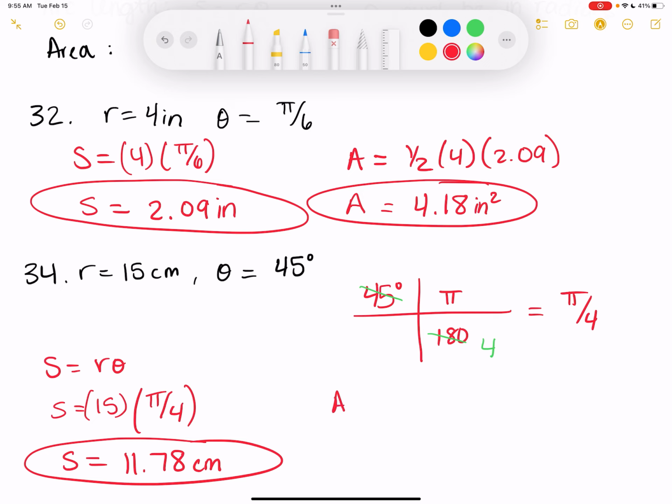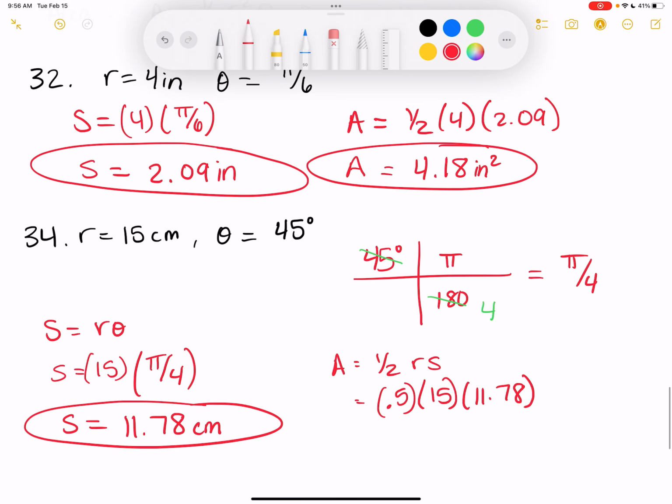And then area is 1/2 RS. So 1/2. Also, you do know that 1/2 is the same as 0.5, right? In case you just want to multiply. Just making sure that we're aware of it if you're typing it in the calculator. You can make your life a little easier, and then you don't have to worry about order of operations issues. Multiplication and division doesn't matter what order you do it in, so it doesn't really matter.